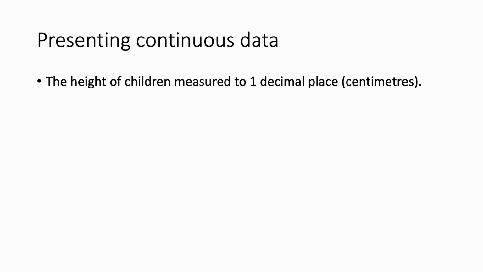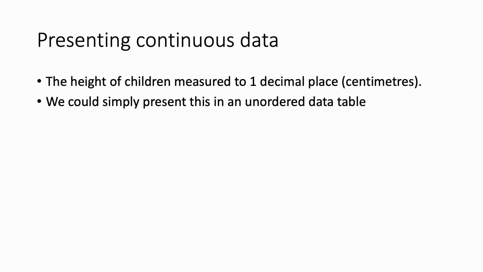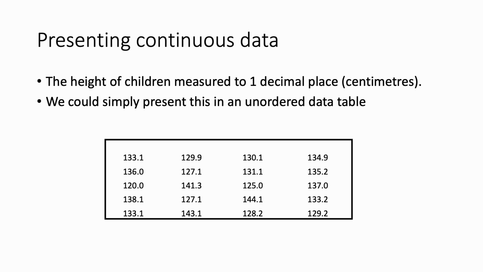Suppose we have data on heights of children in a class given to 1 decimal place of accuracy in centimeters. A simple presentation can be to put it all in a table of any dimension. Note the data is unordered. For example, we choose a table of 5 rows and 4 columns. But that doesn't mean you can't choose any other dimensionality, that is, different number of rows and columns. But can we produce a frequency distribution of continuous data like we did for discrete numbers?